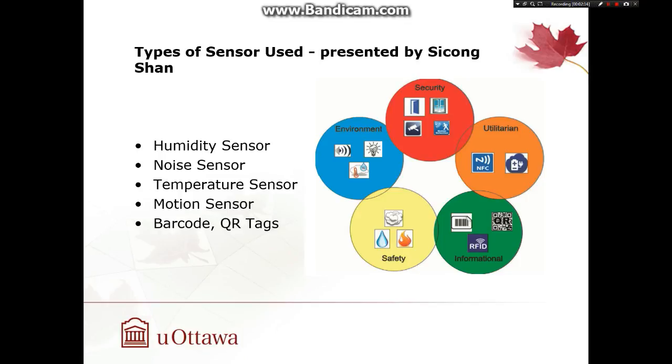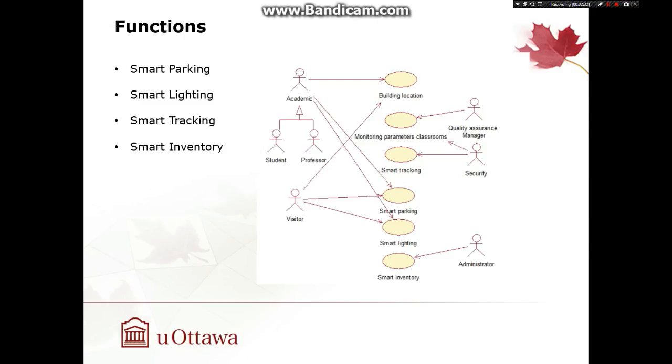Hello everyone, now I'm gonna talk about sensors and functions of your smart university. There are different types of sensors going to be used for a smart university system. For example, humidity sensors, noise sensors, temperature sensors, motion sensors, and barcode QR tags detection sensors. In terms of functions, there are endless possibilities of functions that can be implemented to a cloud-based smart university system. Some sample functions include smart parking, smart lighting, smart tracking, and smart inventory system.